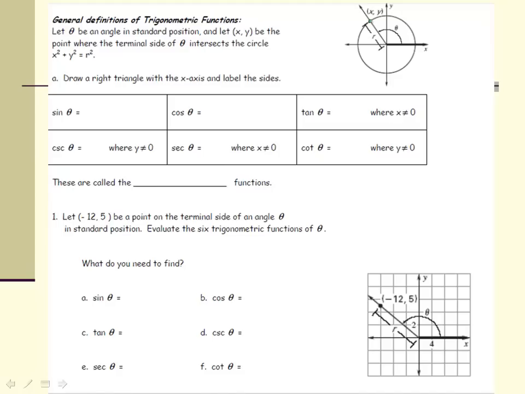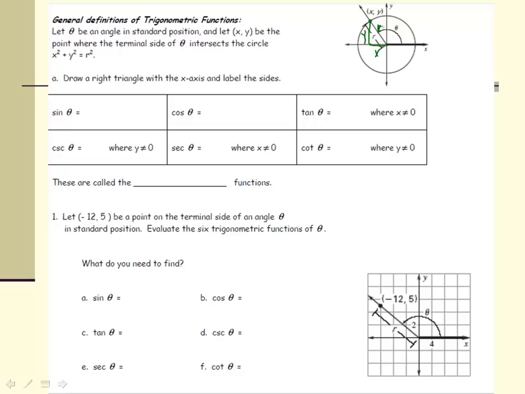We're going to draw a right triangle with the x-axis and label the sides. So this would be my right triangle right here. I'd go over x, and I would come up y, and then my radius is right here. So that side's r.